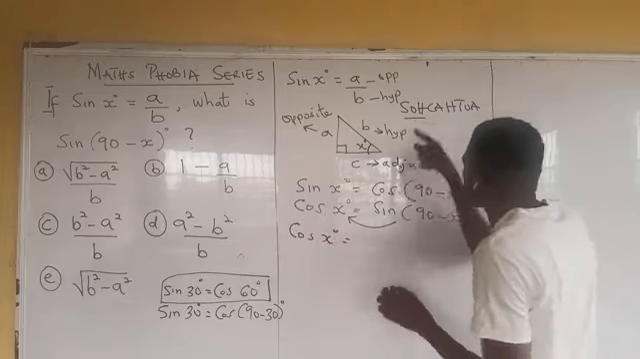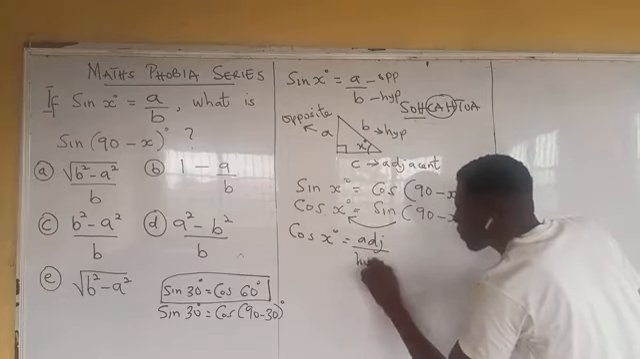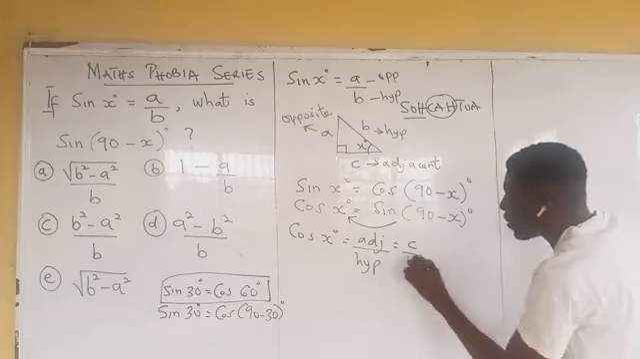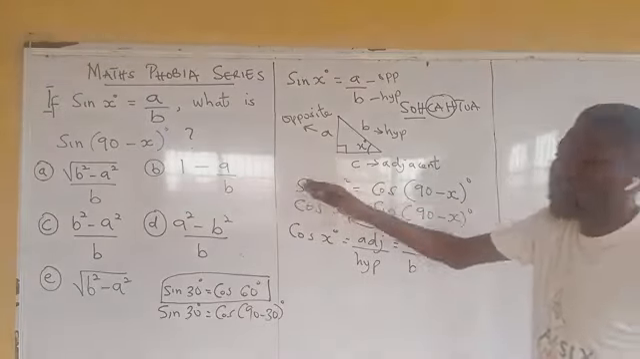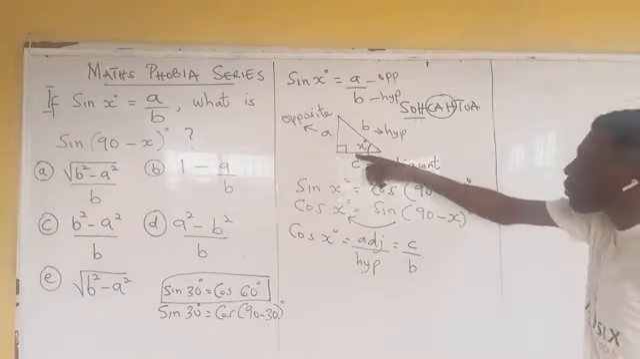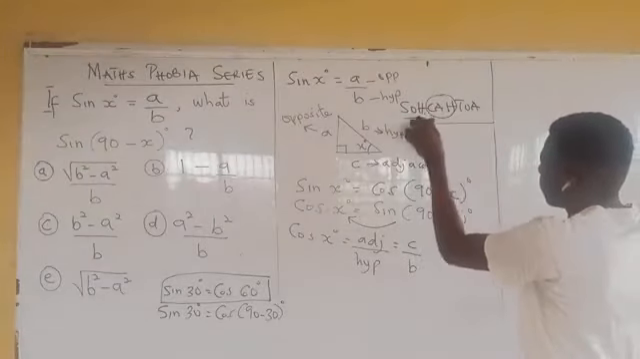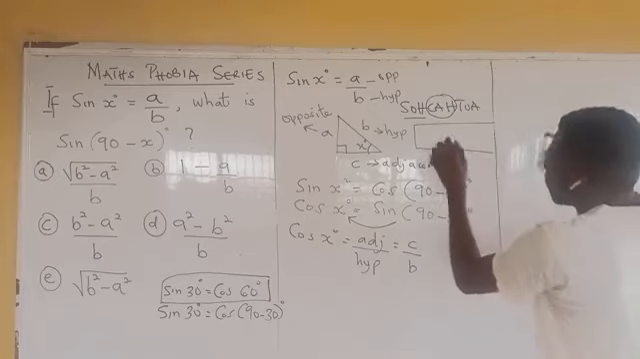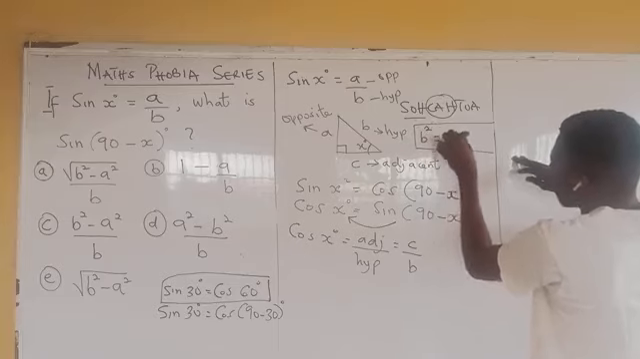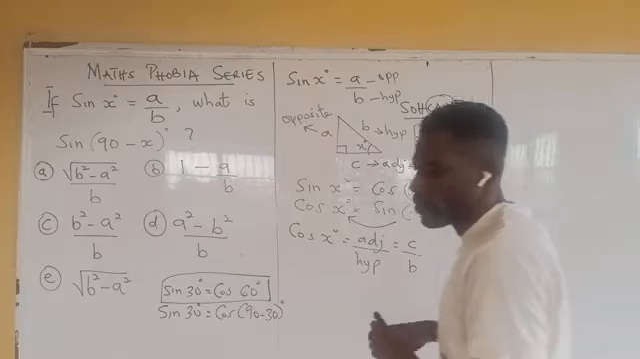And we know that from SOHCAHTOA, cosine is adjacent divided by hypotenuse. Now our adjacent is C and our hypotenuse is B. But if you check, none of our options is expressed in terms of C. They are all expressed in terms of A and B. So what do we have? From Pythagoras theorem, the square of the hypotenuse is equal to the sum of the squares of the opposite side and the adjacent side.